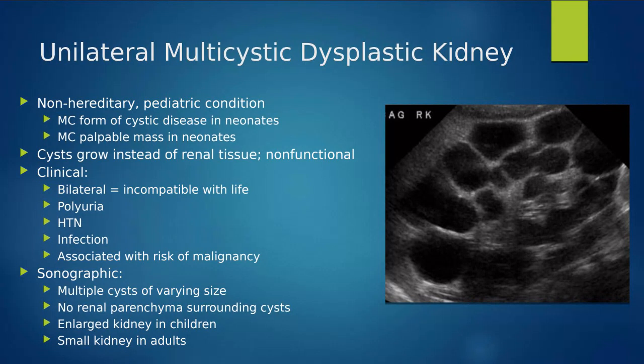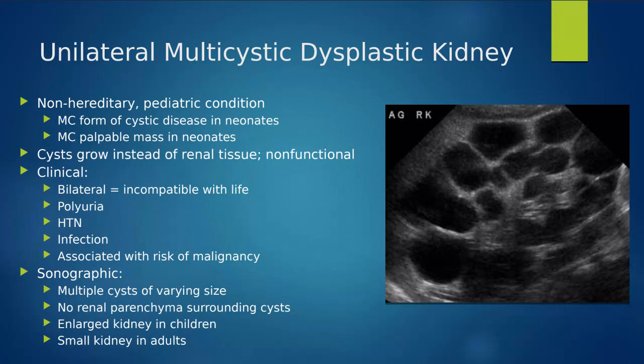These cysts in the kidney grow instead of actual functional renal tissue. So this means that instead of having functional kidney tissue, we just have cysts. So the kidney itself just doesn't work. It doesn't do anything for us. Clinically, if we think about that, we've already kind of said if our kidney isn't working, we can't live. So if this is a bilateral presentation, it's incompatible with life. So these babies are not going to live more than a few days or weeks after birth, if they even make it to birth. If we have this unilateral, we can continue on, right?